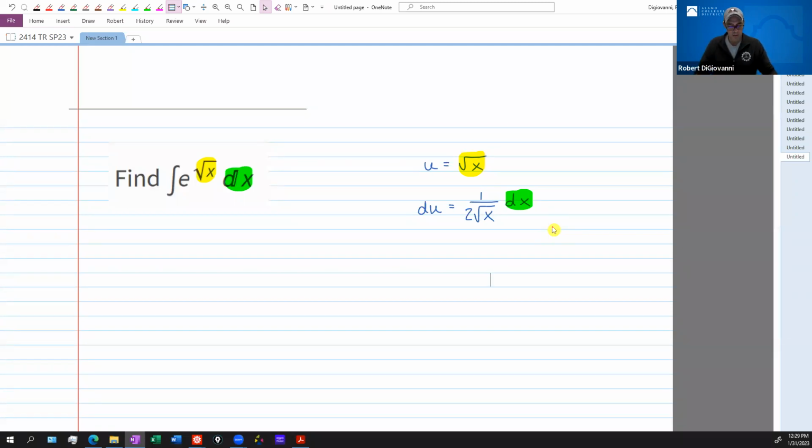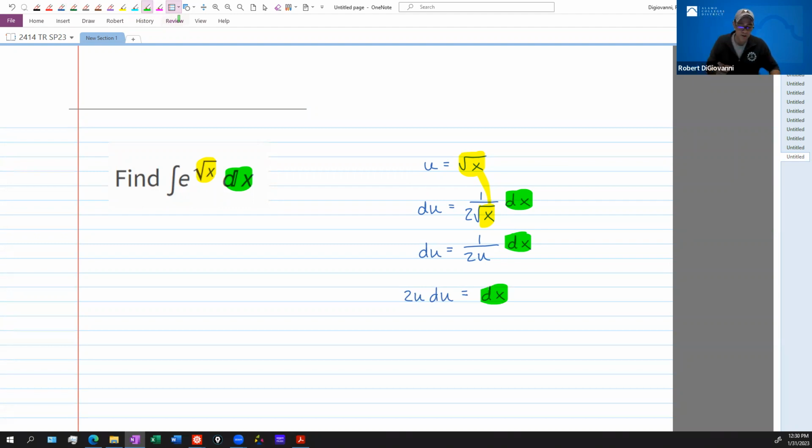Wait a minute though. Isn't root x just u? Isn't it? Isn't that what u is going to be? In other words, I could rewrite this du equals 1 over 2u dx. Now the dx matches. Now multiply both sides by 2u and get dx by itself.